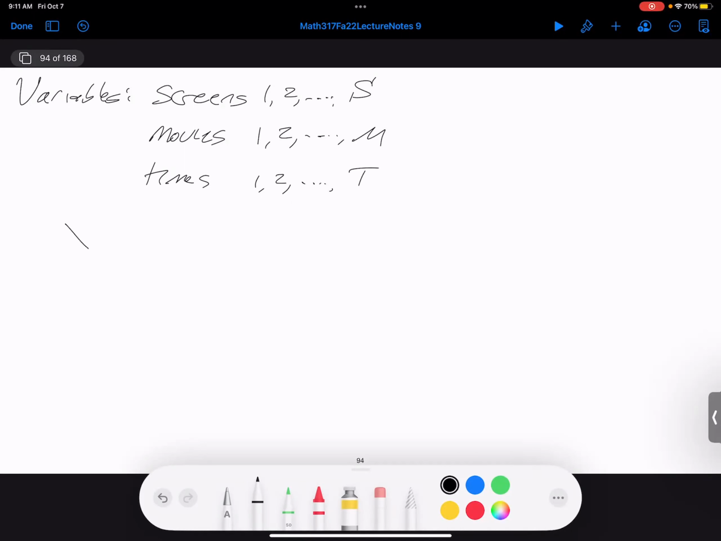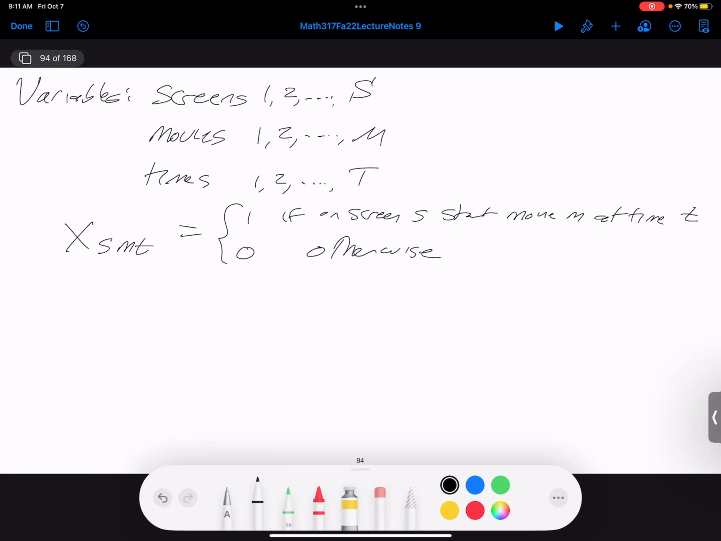And then X_SMT will be 1 if on screen S we start movie M at time T, and 0 otherwise. So I think that's a really good variable. It indicates, have I started a movie on a certain screen at a certain time?